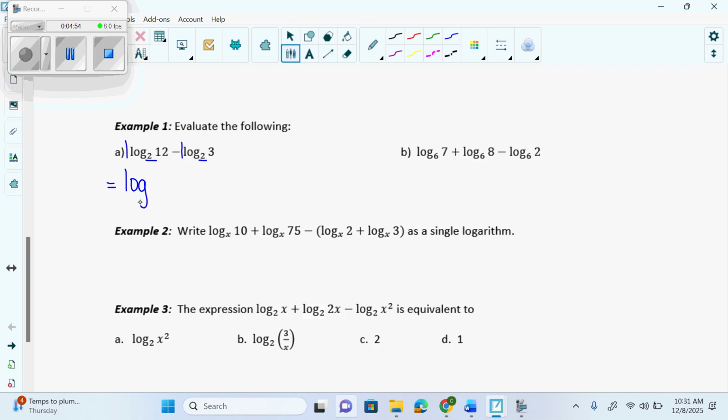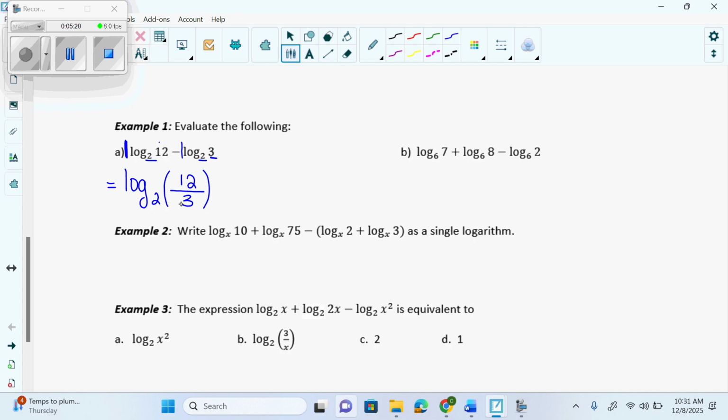So I'm going to go log base 2. Now this one has a plus 1 in front. Everyone paying attention? So the 12 is going in the numerator. This one has a minus 1 in front. Do you see that? So the 3 is going in the denominator. So anything with a plus 1 in front goes in the numerator. Anything with a minus 1 in front goes in the denominator. And they have to have the same base in order to put them together.